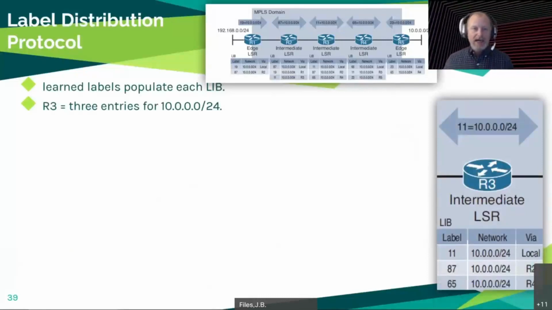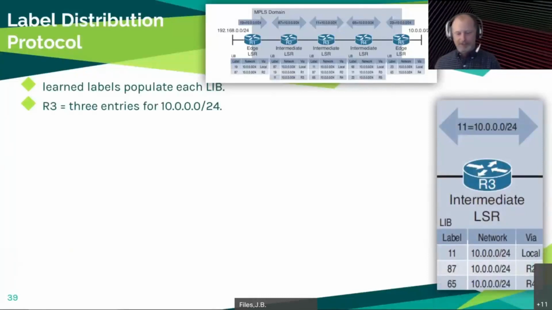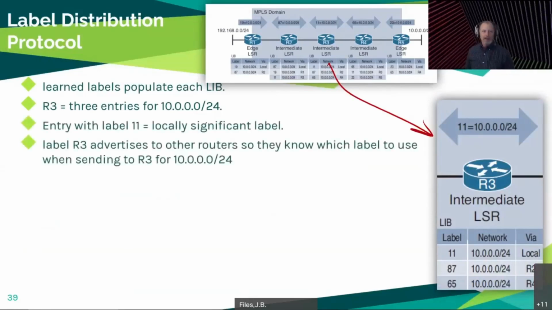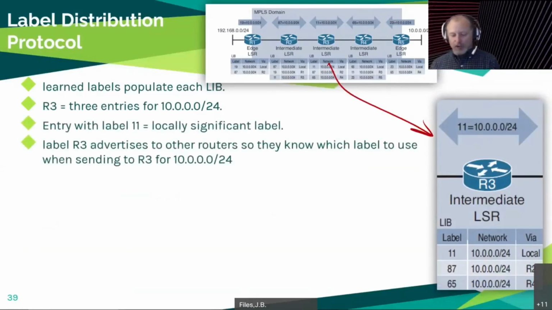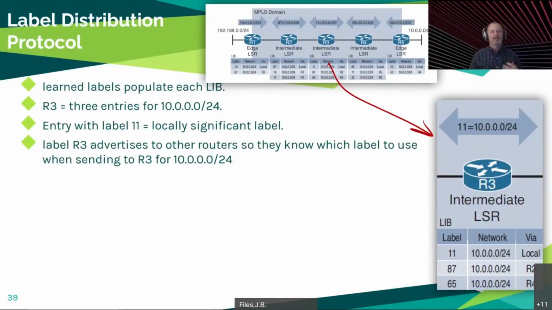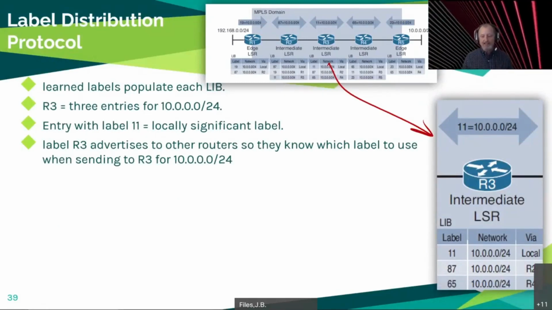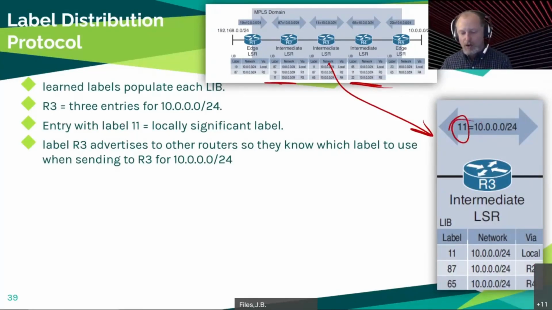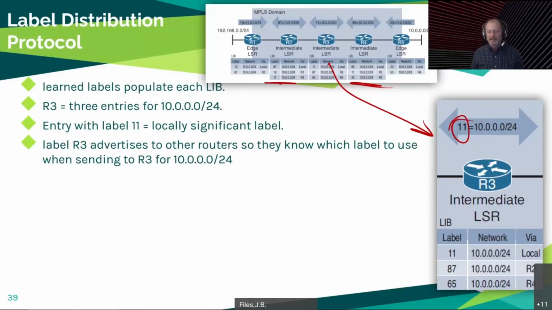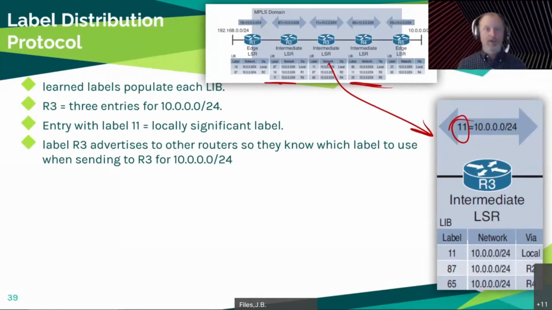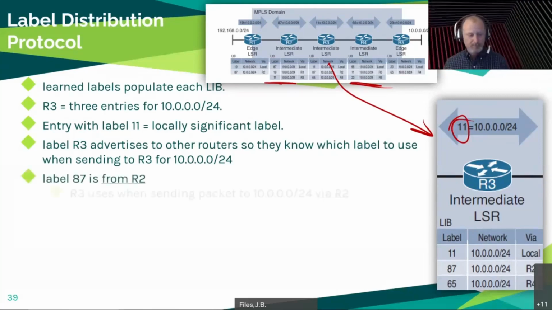So let's take a look at R3. Again, R3 picked 11 for the 10 dot network. That is the locally significant label. It needs to let its neighboring routers, R2 and R4, know that 11 is for the 10 dot network if you want R3 to handle it.